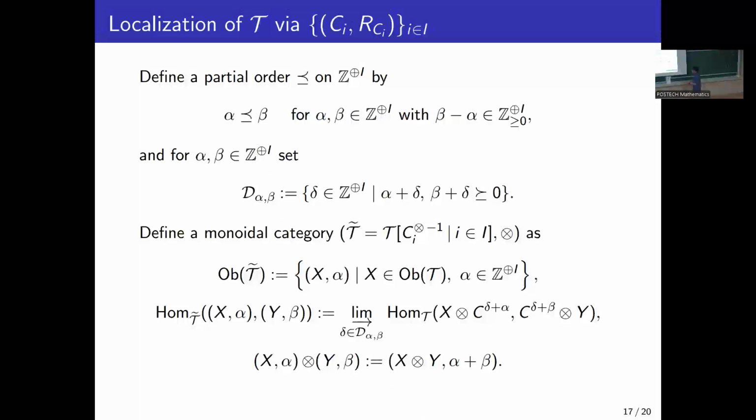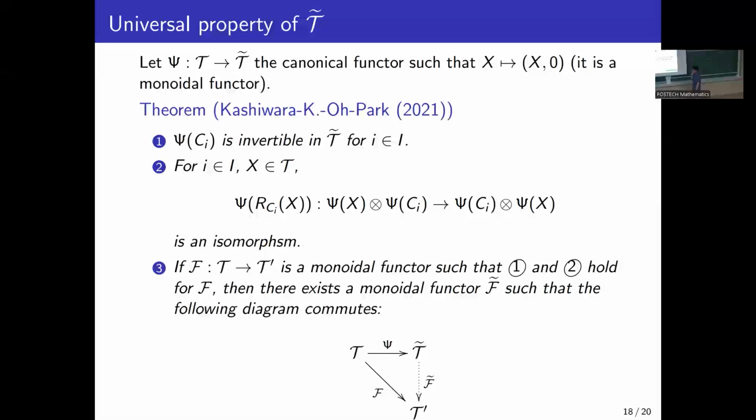Yeah. And there's usually some kind of uniqueness in the universal property. So here you don't say that there exists a unique monoidal functor. You're just saying that there exists a monoidal functor. It's uniquely determined by F and psi, actually. So it's unique. And because it has the universal property, the category T tilde is unique up to equivalence. There are two uniquenesses, I think.